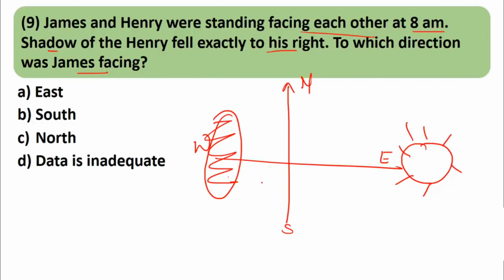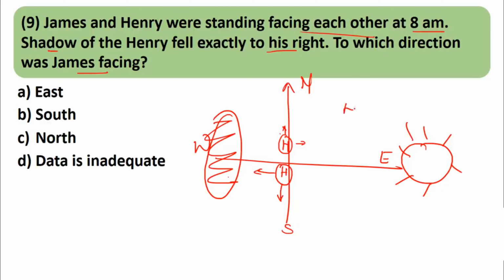Now shadow of Henry fell exactly to his right. So say Henry is there and Henry is facing towards north. Henry's shadow fell to the right of Henry. What is right of Henry over here? This, but shadow is on the left over here. So Henry is not facing north. Let's try south. If Henry is facing south, what is the right of Henry? This is the right of Henry, and shadow is also to the right of Henry. So Henry is facing south.